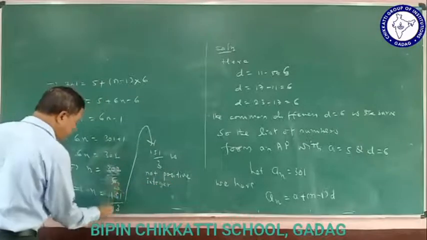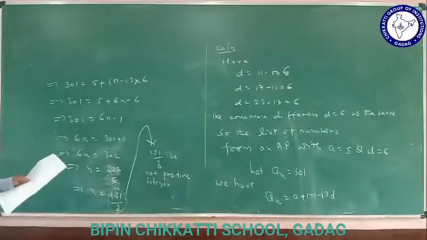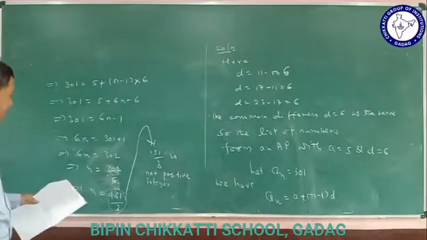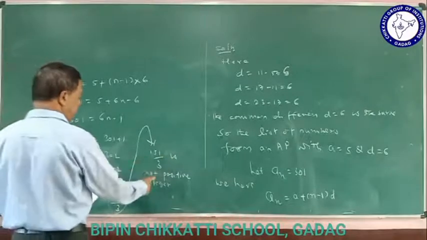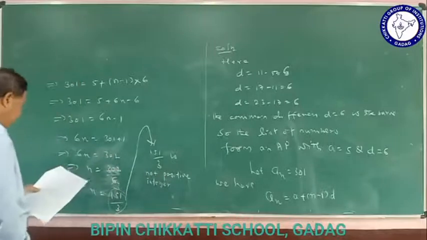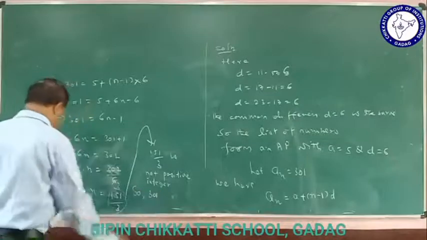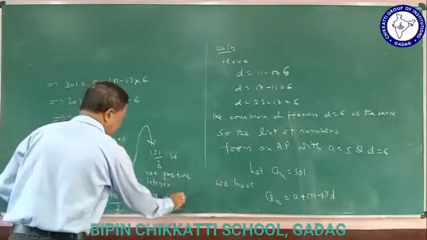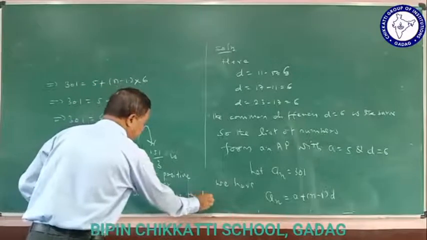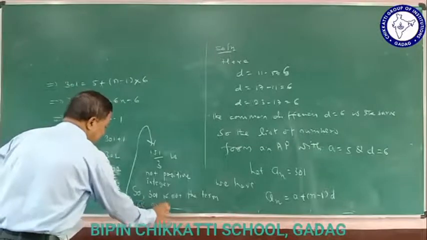When n is not a positive integer, this number cannot exist. Which number? 301 cannot exist. Here you have to see that n should be positive. 351/3 is not a positive integer, but it should be a positive integer. So you have to tell that 301 is not a term.